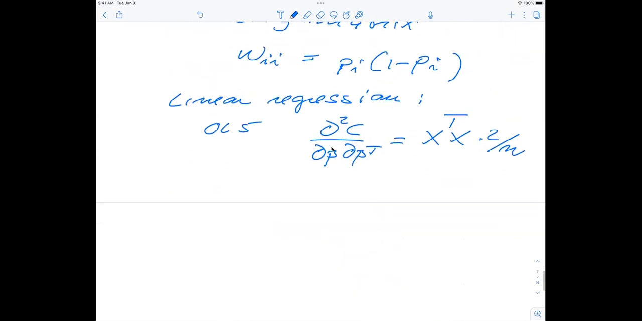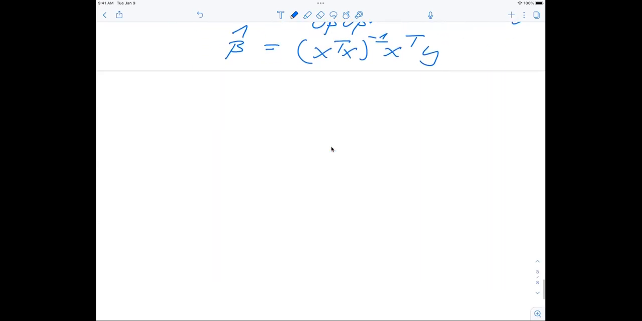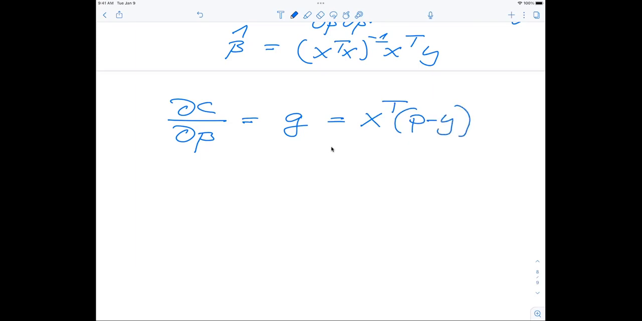Now, in linear regression, what we also had was that the optimal parameters beta, in ordinary least squares, were given by the inverse of this matrix times X transpose times Y. So this gives us a nice analytical expression as long as we can calculate the inverse of the matrix. In this case, however, dC d beta, which we can write as the gradient g of the cost function, is now given by X transpose of P minus Y. And we want that one to be 0.